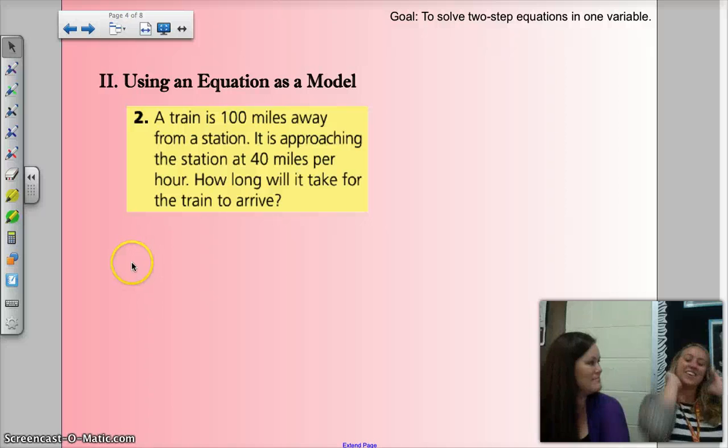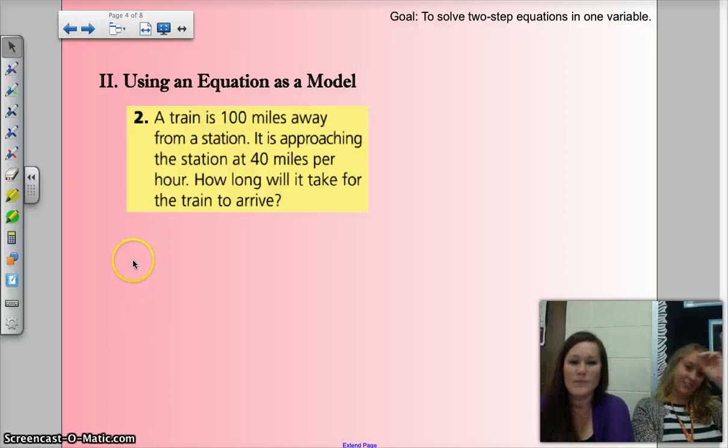You take a moment. No, I'm good. You guys better be paying attention. Woo! Yep. A train. Oh no, people hate train problems. We're like totally doing it. I know.